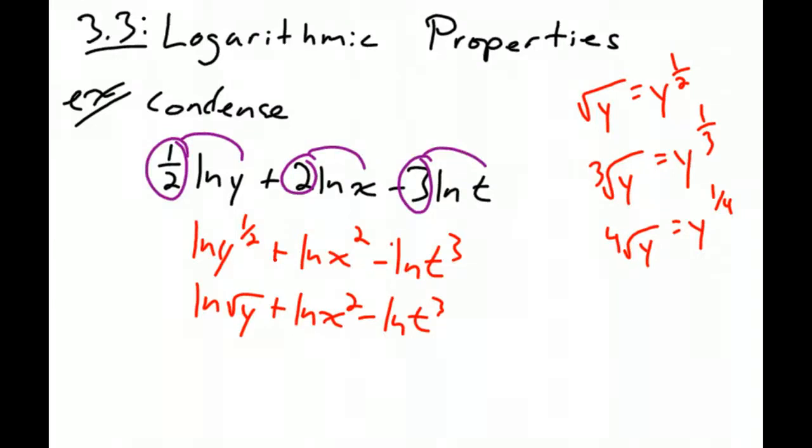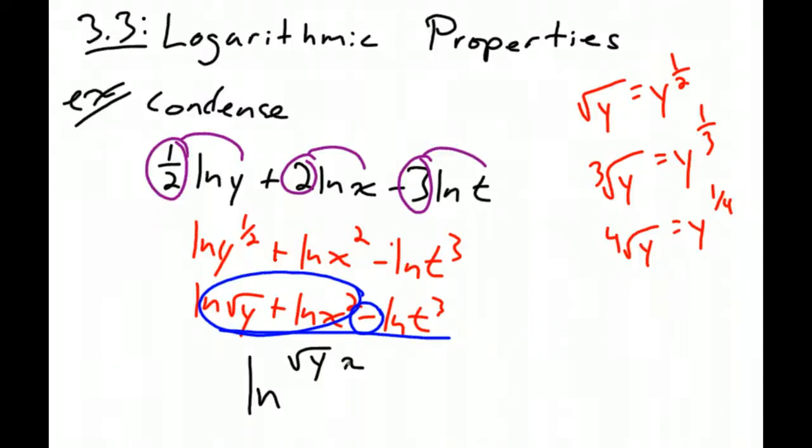Okay, now I notice with these two, I'm adding them, so I have the product rule. With all of it, I have a minus sign, so I'm going to have the quotient. So I'm going to put the quotient, or whatever I'm subtracting, on bottom, and then I'm going to multiply my square root y and my x squared together, so that I have the natural log of square root y, x squared over t cubed. And there it is, all inside of one log.